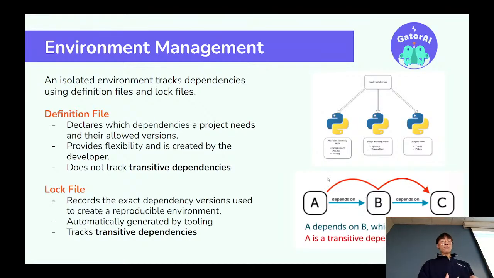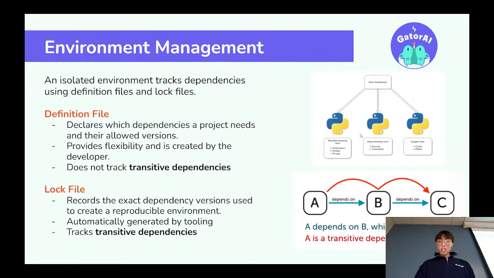A lock file is different. A lock file records every single exact dependency. And remember, we're talking about dependencies from the OS layer down here. It records the exact dependency versions used to create a reproducible environment. It's usually automatically generated by tooling, as opposed to you just writing down which libraries you installed yourself. And lock files also track transitive dependencies, and we can see that's really needed to make sure your environment is reproducible.